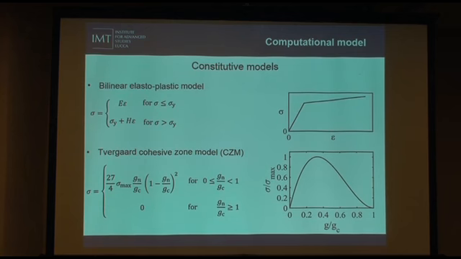The constitutive model we implement is a bilinear elastoplastic model for the bulk, where the parameters that have to be identified are the Young modulus E, the yield stress sigma y, and the hardening parameter H. And for the cohesive model, we use the Berger model, that is a third degree polynomial identified by two parameters, the maximum tensile stress sigma max and the critical opening DC, that are respectively the peak point and the final point.